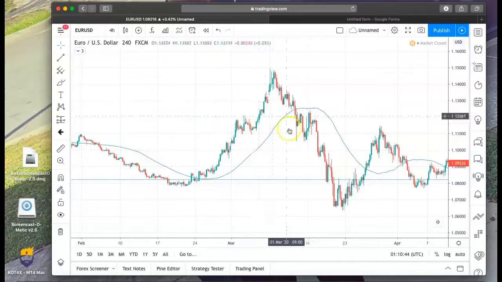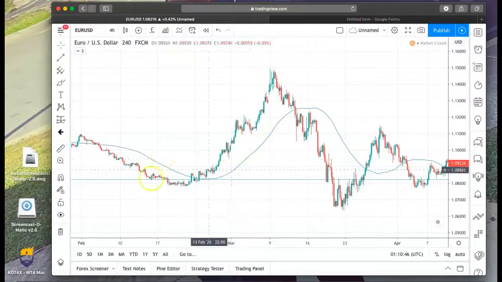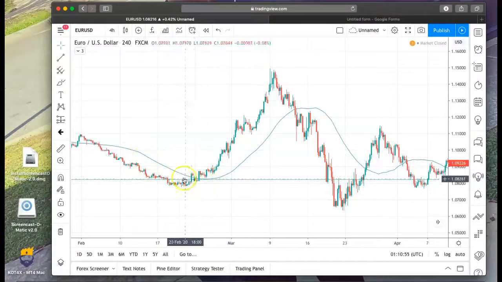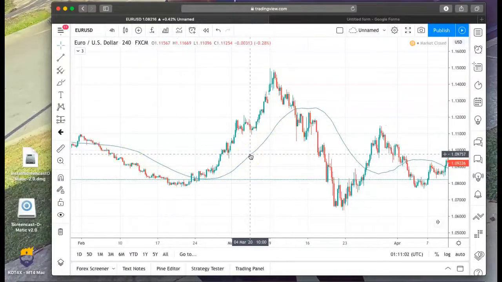All you have to do is just watch this moving average right here. This is a moving average, this blue line that I have here, and it's actually a 50 moving average. So when we're using this moving average, as you can see, it identifies the trends for you and tells you when the market is going to go up and down.